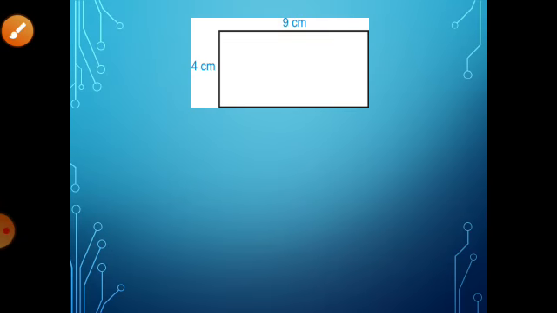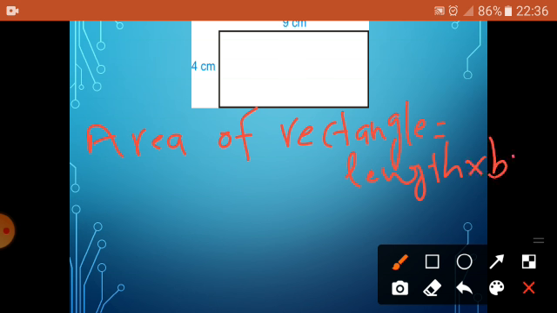Here is a rectangle in front of you. Let me show you these calculations over here. So how are you going to start your work? First you are supposed to write the formula, area of rectangle, proper formula. So what is the formula? If my space is finished over there, I can write here length times breadth.